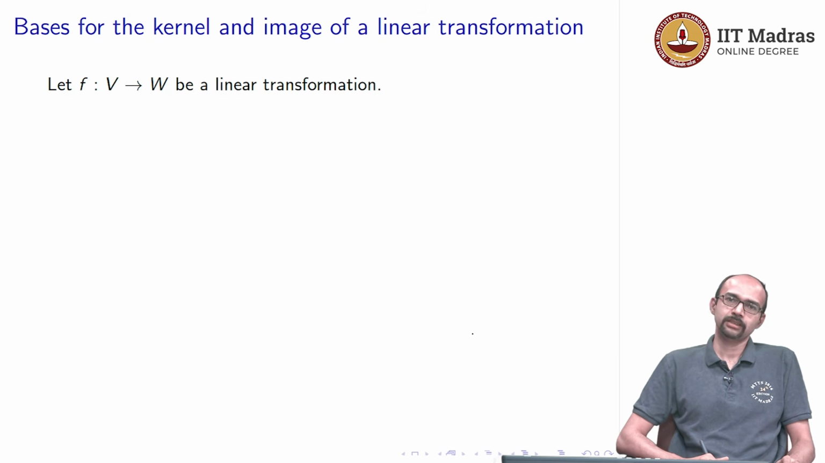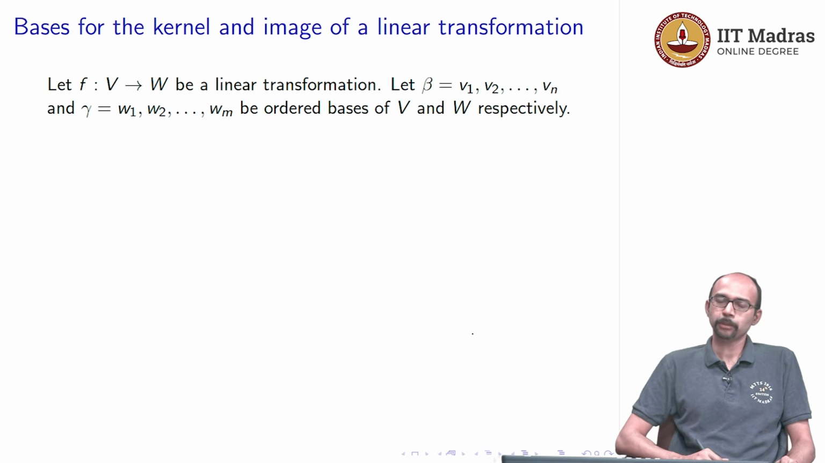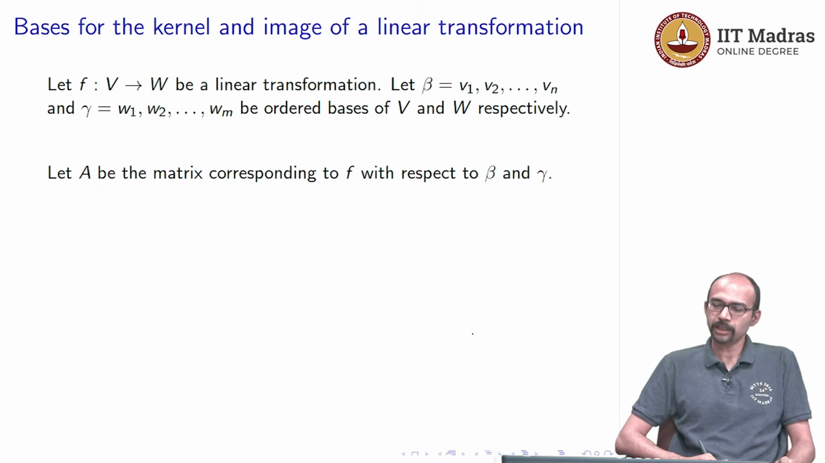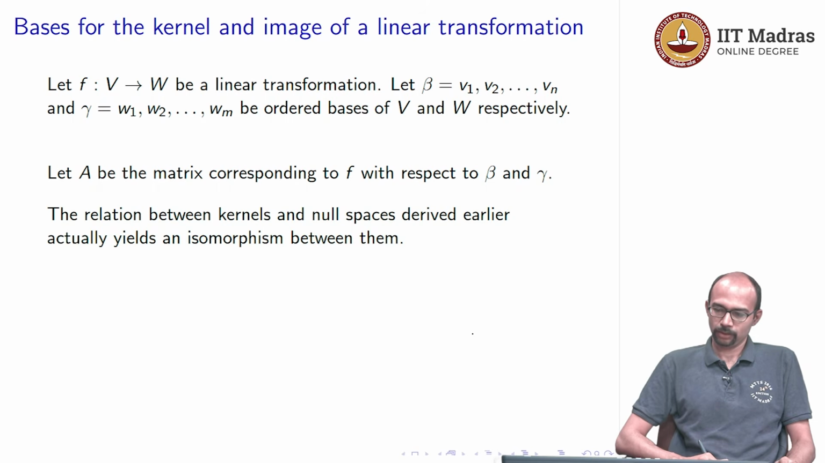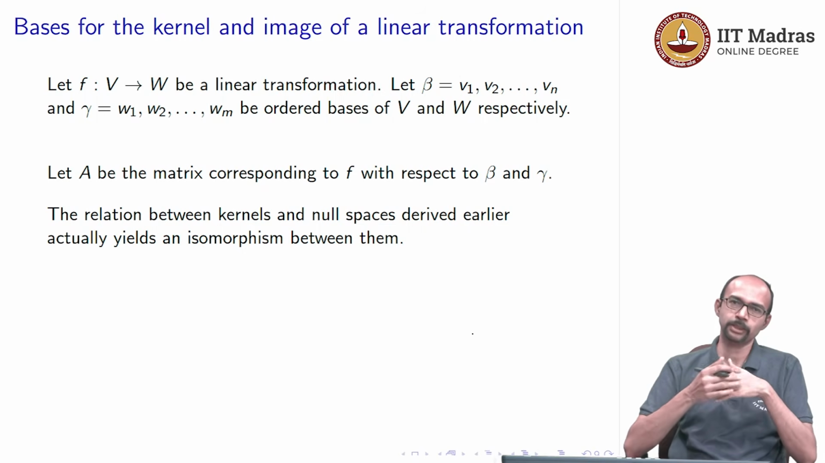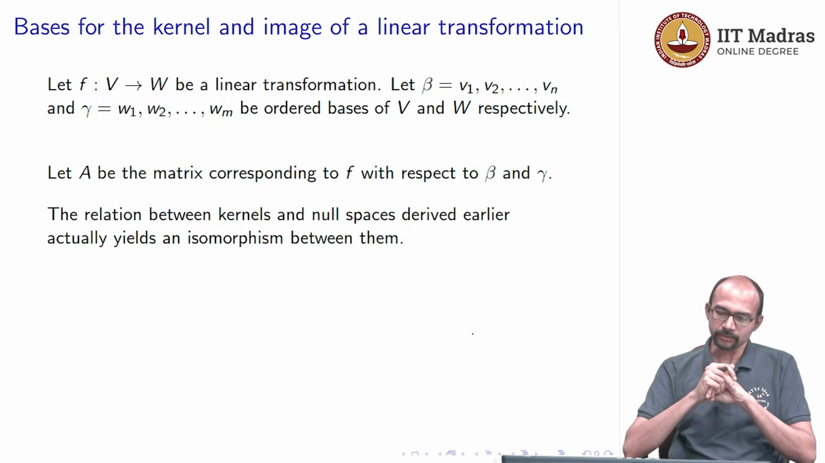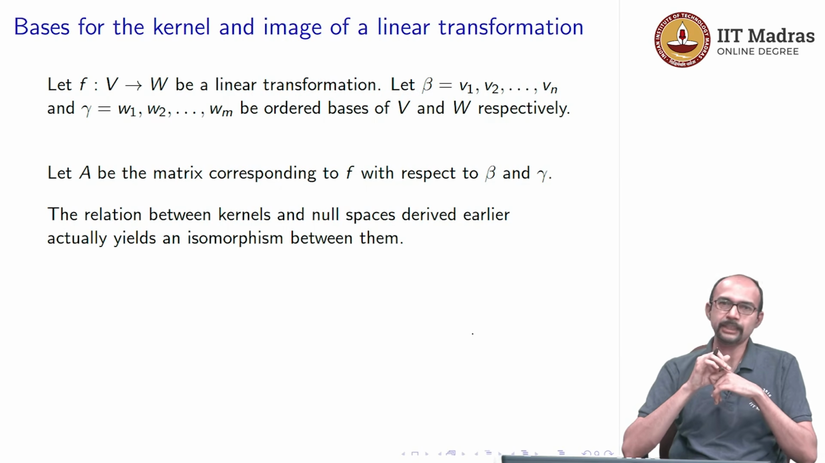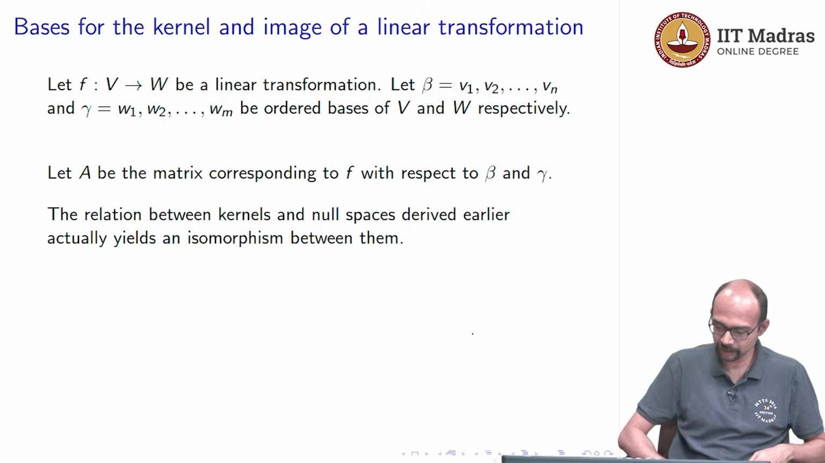Now, let us see if we can use this to find the basis of the kernel and the image of a linear transformation. So, again let f: V to W be a linear transformation, choose ordered bases beta and gamma for V and W respectively, let A be the corresponding matrix. Okay. So, the first point here is that we can look at the kernel and the null space, and what we have really shown is that the kernel is isomorphic to the null space. That is what really we showed in the slide on kernels and null spaces.